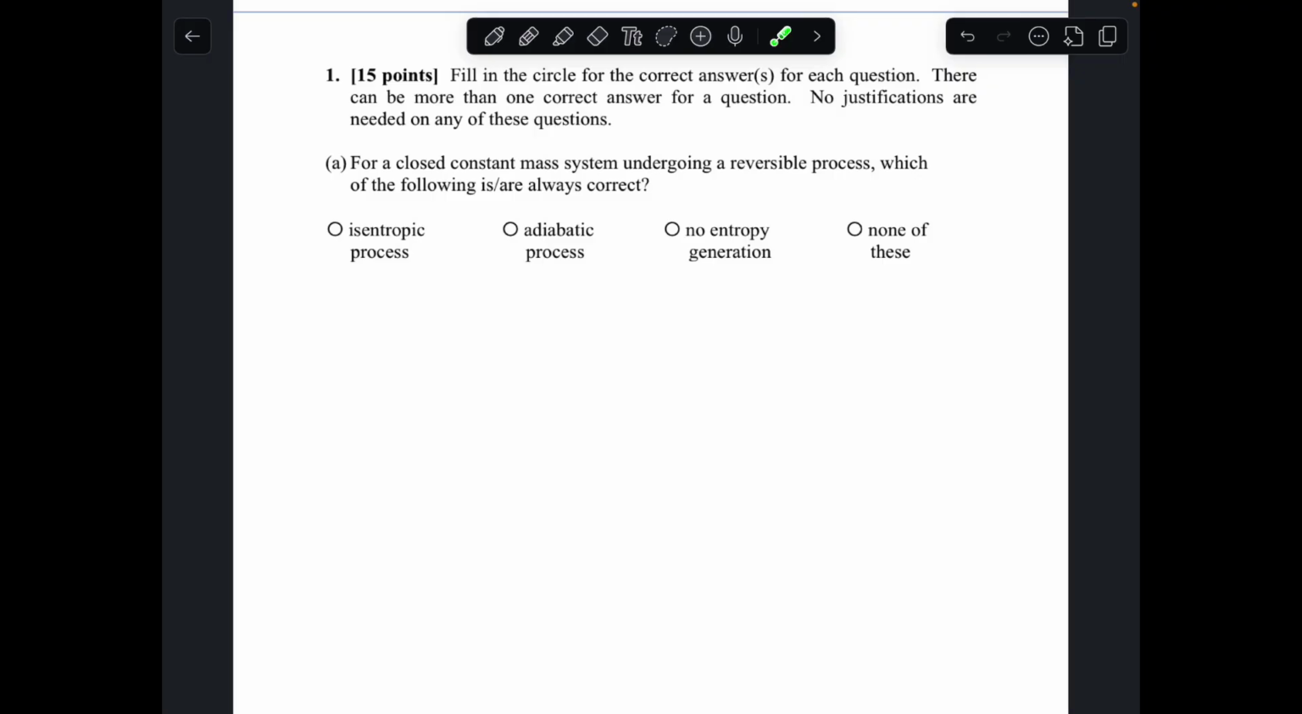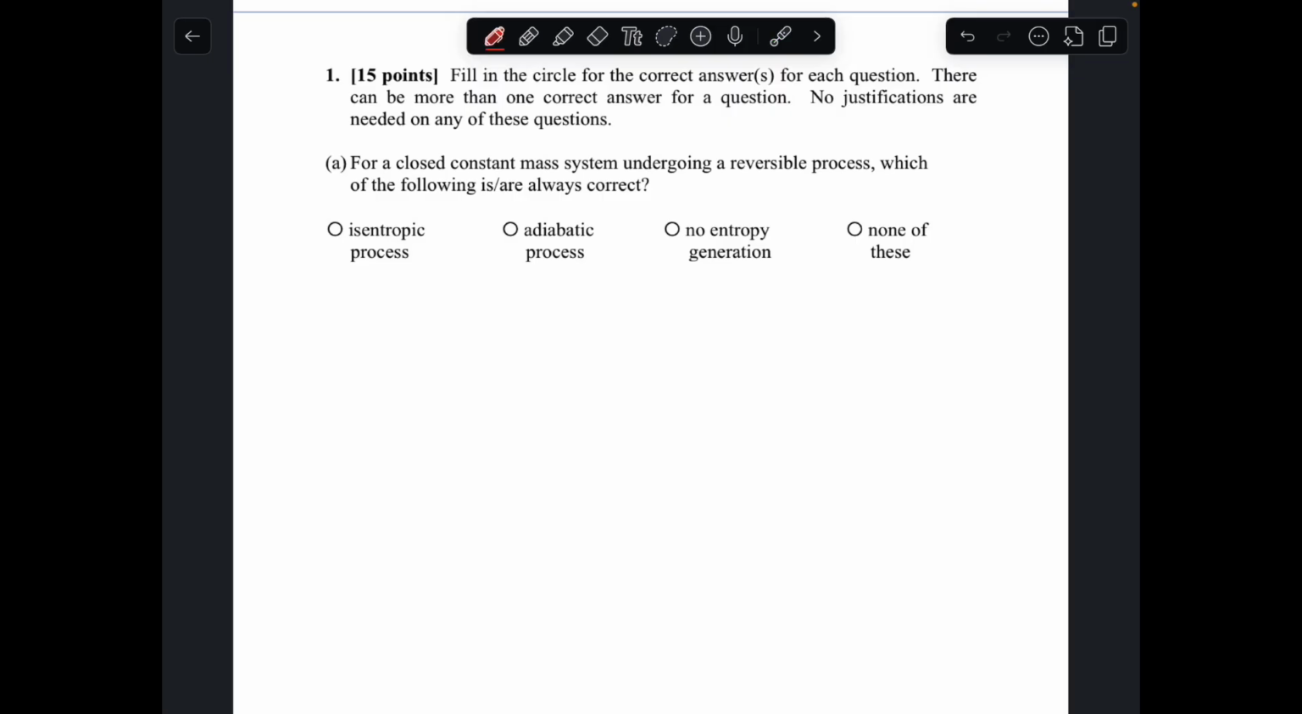questions. So we'll start with part A, which says here for a closed constant mass system undergoing a reversible process, which of the following is or are always correct? So we need to choose from this list which of these are always correct for the circumstances that they've provided. A closed constant mass system undergoing a reversible process.